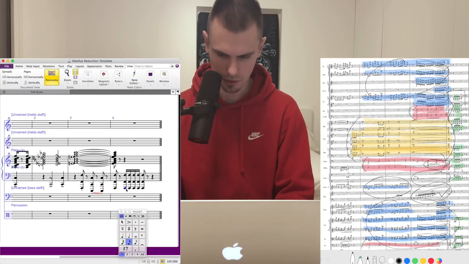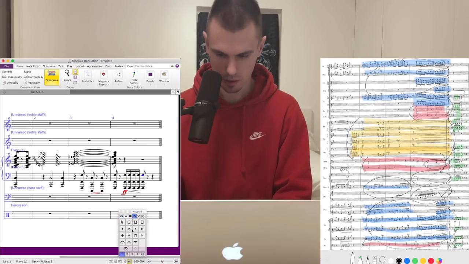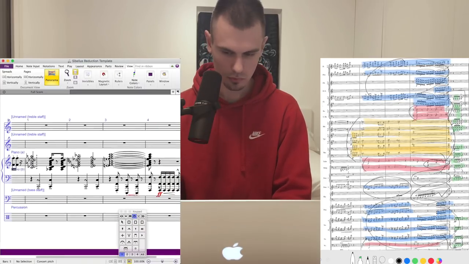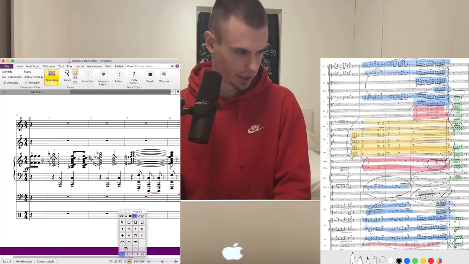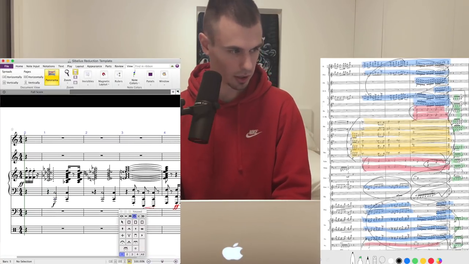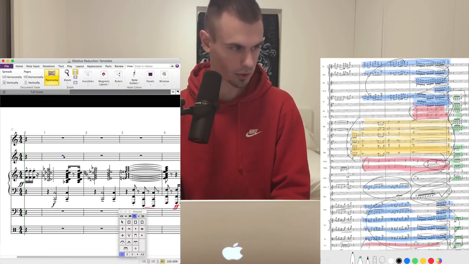Probably gonna miss a few of these markings. Please forgive me. But I'm also trying to not have this take forever. Okay, I think that's it for bass notes. Now we will add in the blue over here on our score.